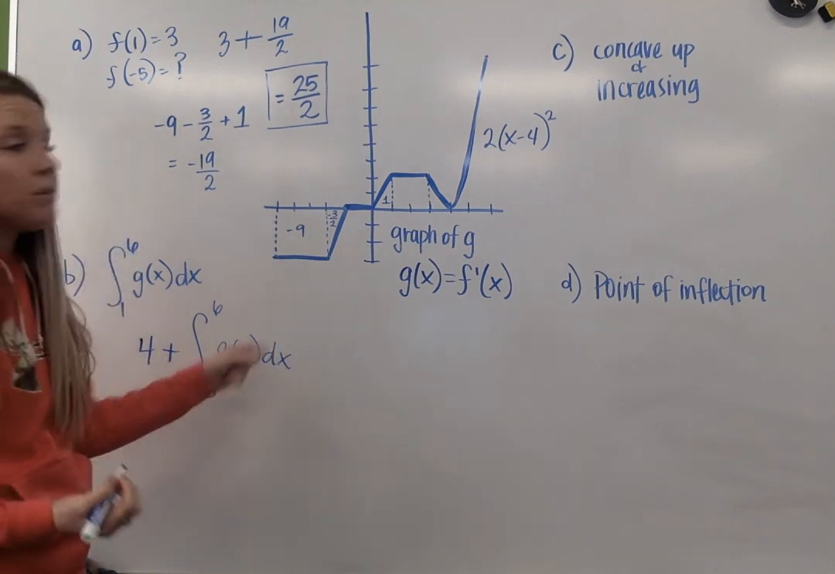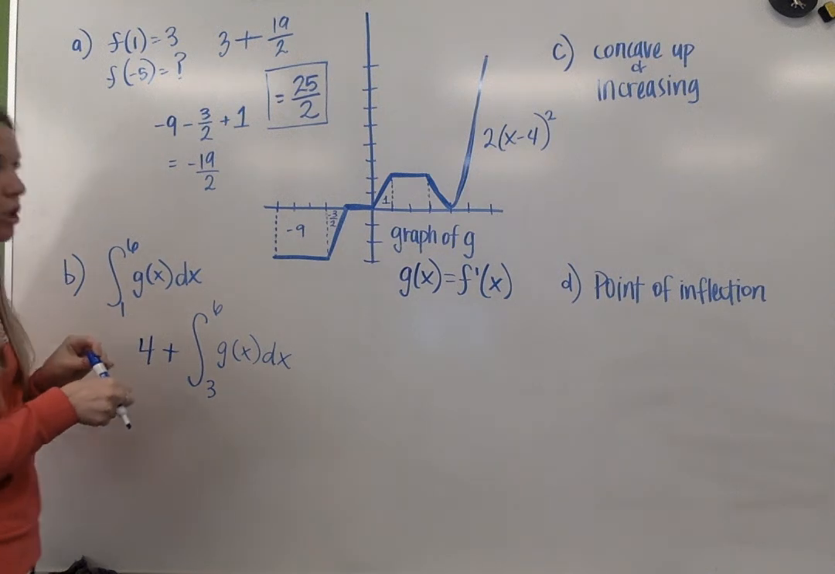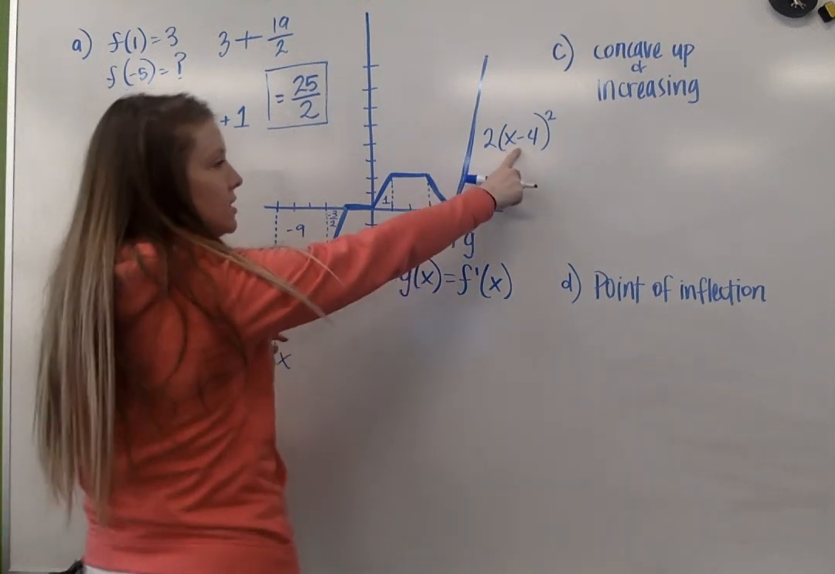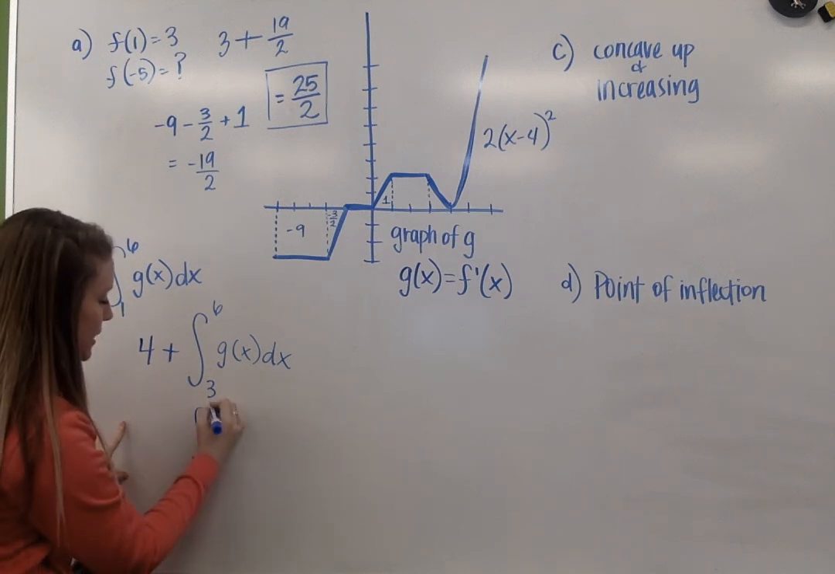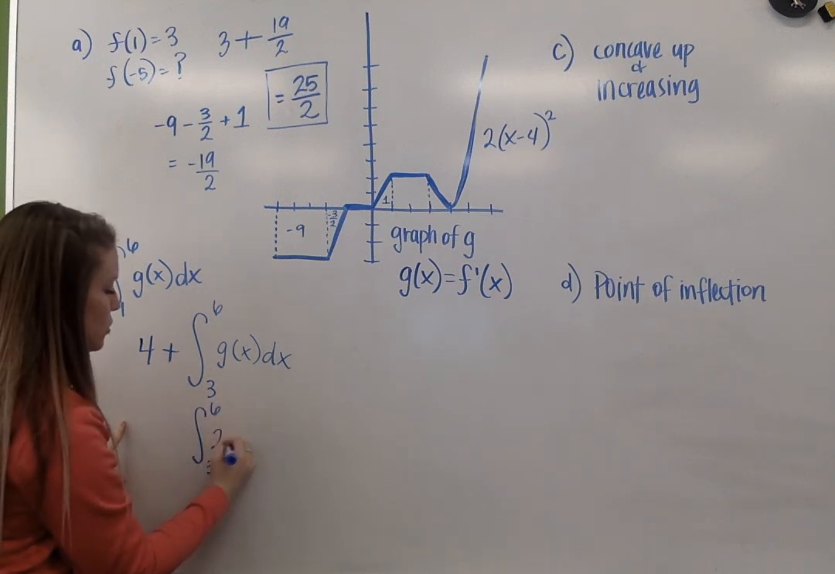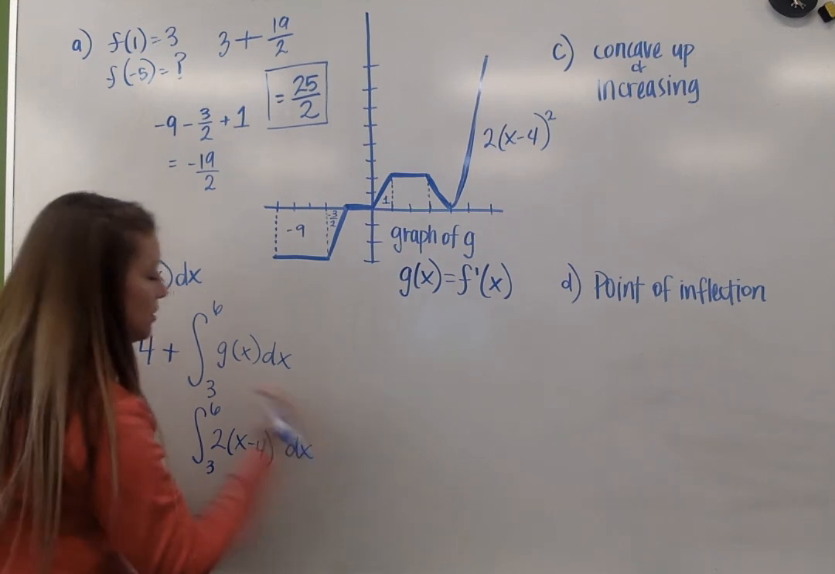This one's not so geometric. That's that parabola piece. So we're actually going to use the equation that they gave us here. To evaluate this, it's going to be the integral from 3 to 6 of 2 times (x minus 4) squared dx.